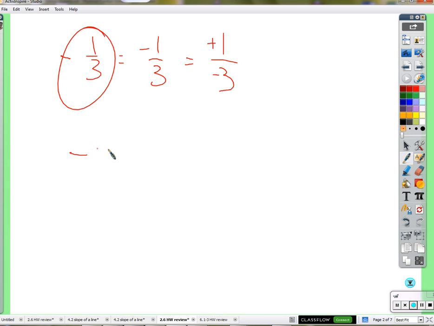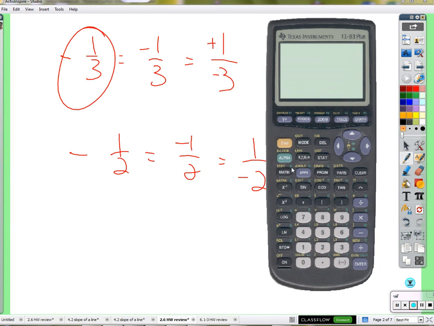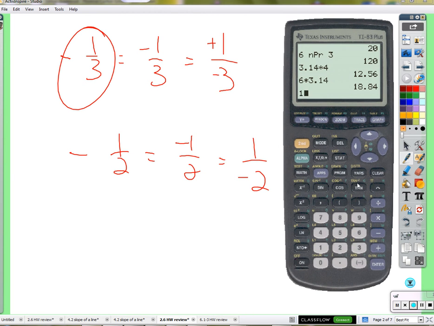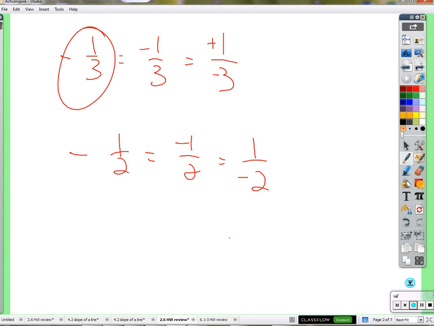So whether we call it negative, the fraction, the whole thing, right? Let's use 1/2 because we can use a calculator to kind of convince ourselves. Negative the fraction 1/2 is the same as negative 1 divided by 2 is the same as 1 divided by negative 2. If I take my calculator, I can prove it. Negative 1 divided by 2, that's negative 0.5. 1 divided by negative 2, negative 0.5. Negative 1/2 equals negative 0.5. Yeah. They're all the same. That's what I thought. Sweet.